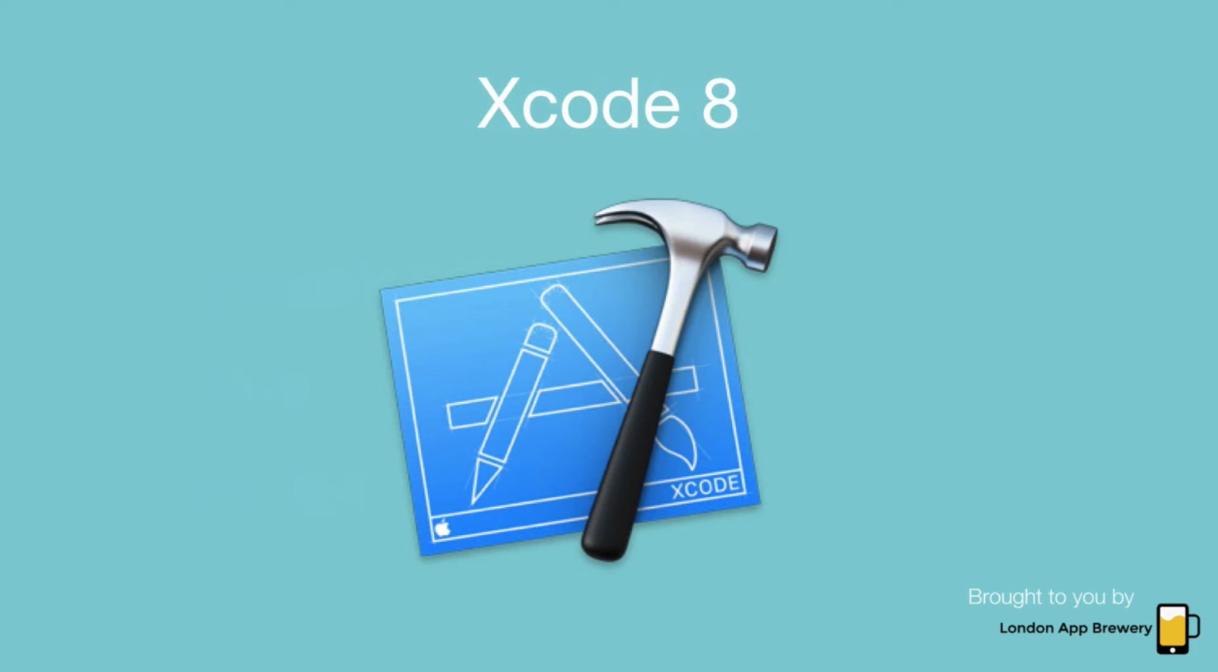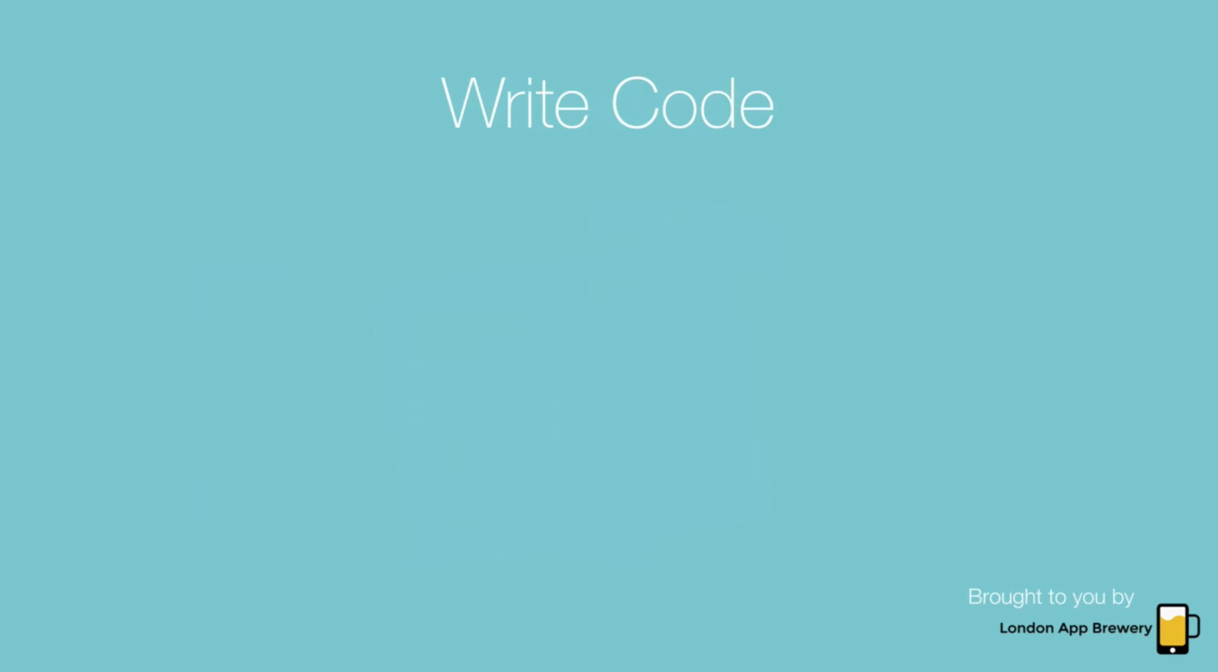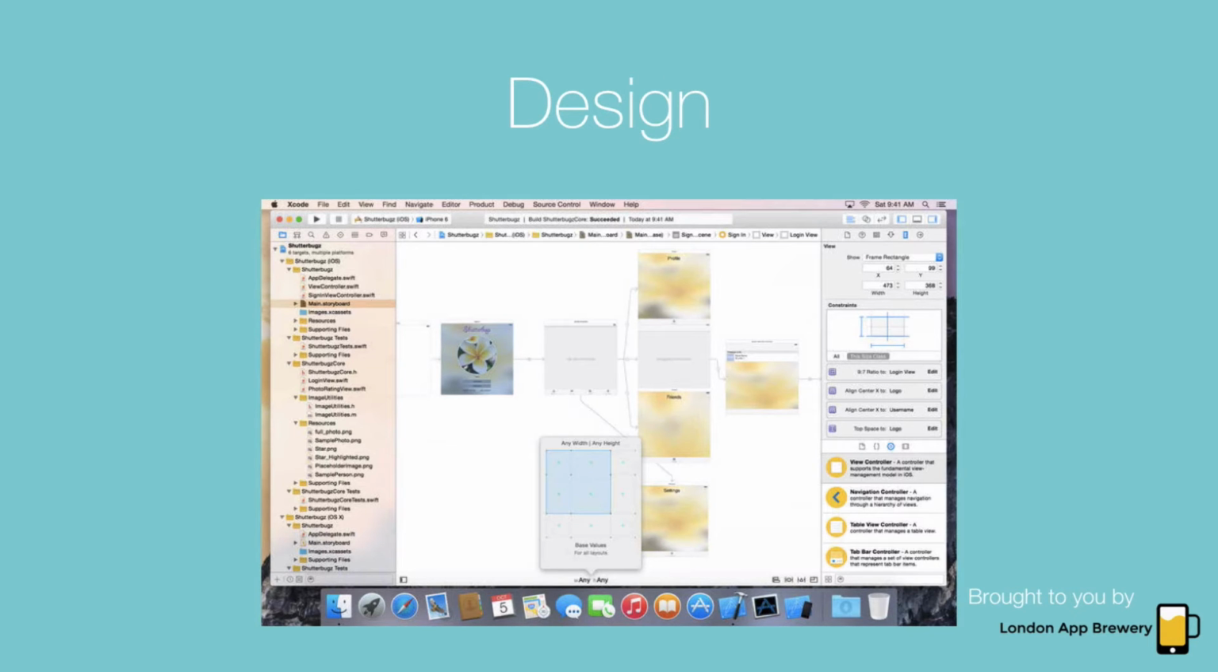Now, the software that you'll be using is Xcode 8, the latest version of Xcode. This is a piece of software that's written by Apple and allows you to write code, allows you to design your app, as well as run your app within the simulator that it comes with. And this is completely free, and in the next lecture, we'll be showing you how to download it and how to get it set up.